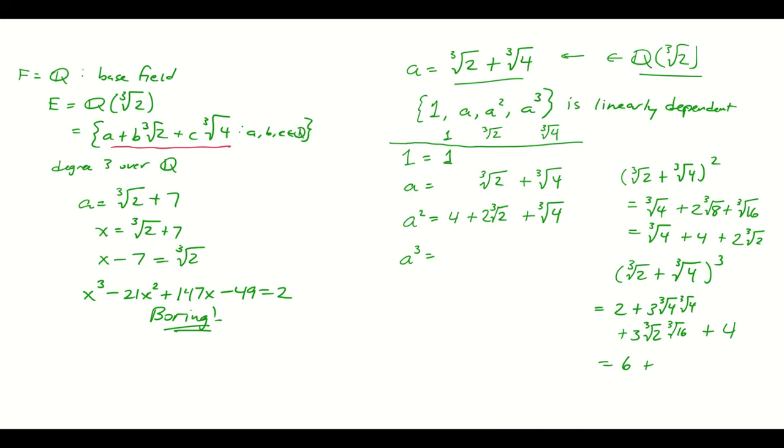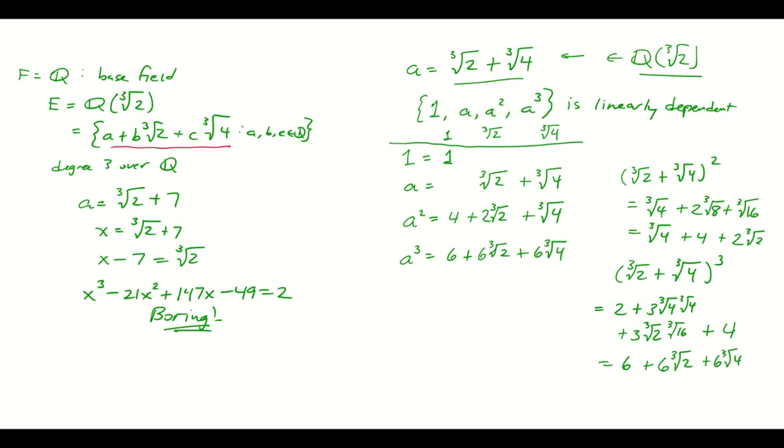I already worked out that the cube root of 16 is 2 cube root of 2, so that's 6 cube root of 2. And I've got the cube root of 32, that's a little bit trickier. I think that's going to be 6 cube root of 4. And I think that that's it. Okay, so cube root of 2 plus cube root of 4, cubed, that's 6, plus 6 cube root of 2, plus 6 cube root of 4.